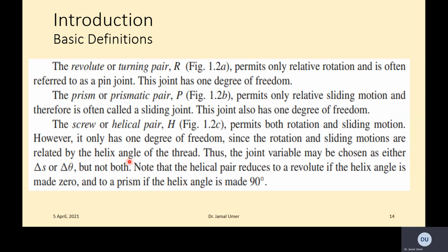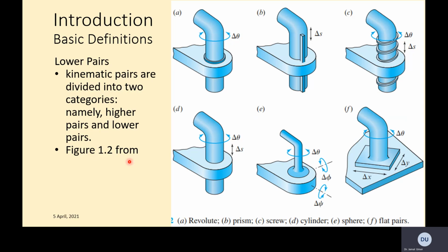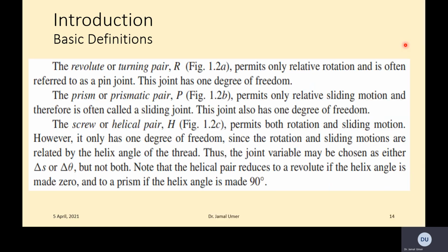So what does it mean? Just imagine, because this is a screw, like a screw jack for cars, when you rotate it, it lifts it up. So delta S and delta theta both are linked together. You cannot do independent movement. Like you cannot move just delta S and keep delta theta constant. No, both are linked. So that's why this is called a 1 degree of freedom.